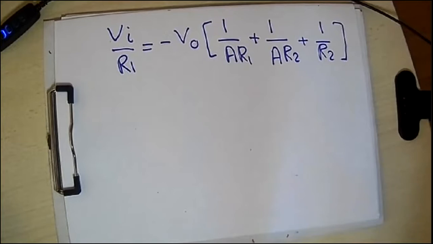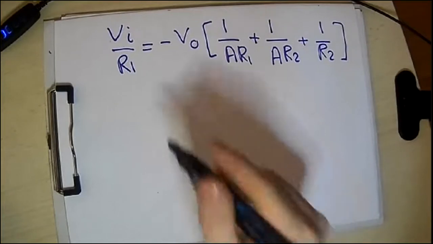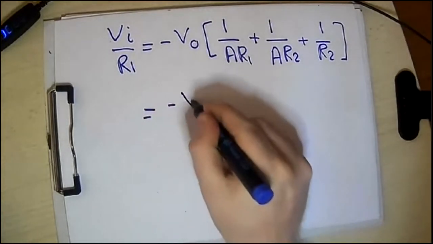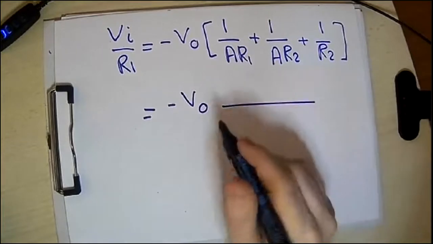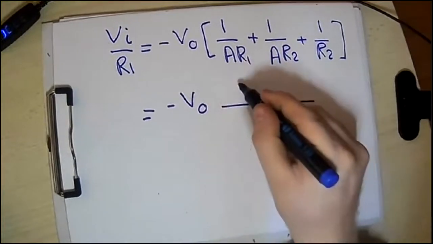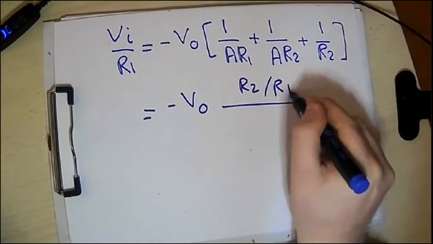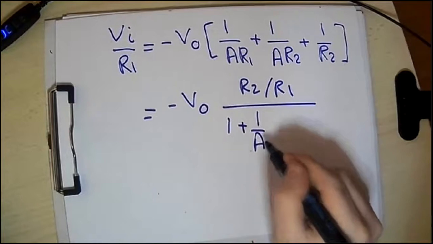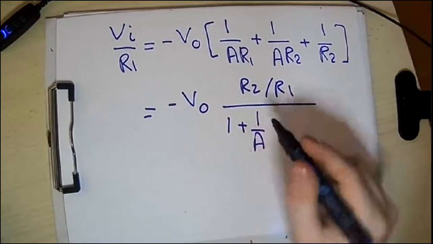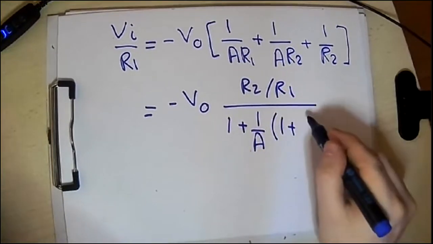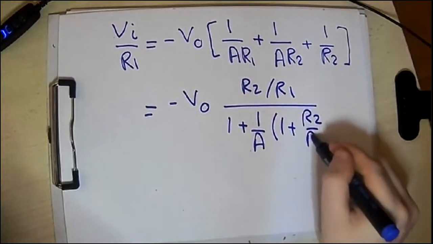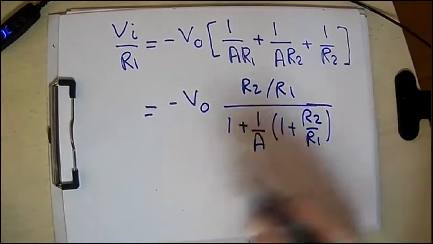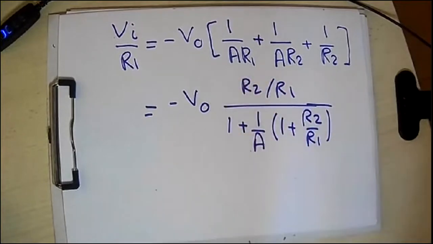So if you make this arrangement, it will be negative V output over R2 over R1 times 1 plus 1 over A, 1 plus R2 over R1. So this is just a mathematical reformulation for the equation, just to make it in one fraction instead of three fractions. However, you are not obligated to make it.